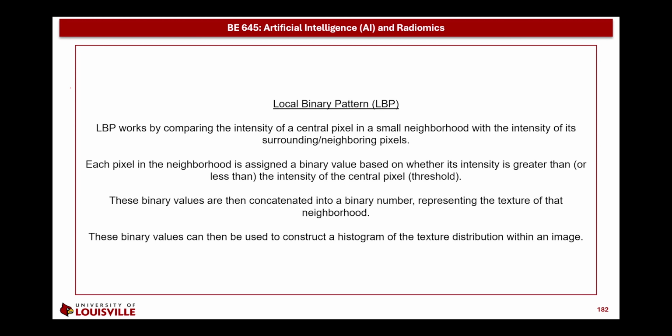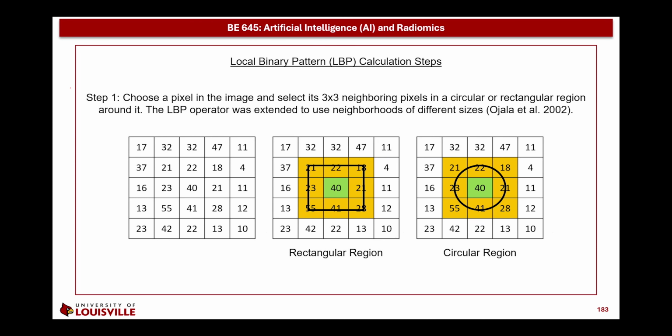These binary values are then concatenated into a binary number, and this binary number will represent the texture of that neighborhood. By doing that on all of the pixels in the image, we can construct a histogram of the texture distribution within that image. So what are the different steps to calculate the local binary pattern?